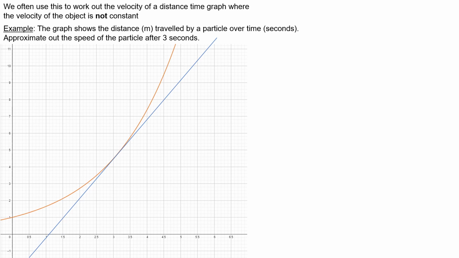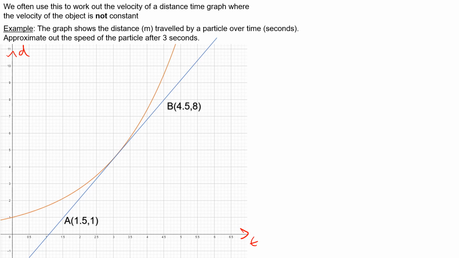We often use this to work out the velocity of a distance time graph where the velocity is changing in time. For example, the graph shows the distance travelled by a particle over time. Approximate the speed of the particle after 3 seconds. To do this, I'm going to draw a tangent to the graph when the time is 3 seconds, because this is distance against time. And once I've done that, I'm going to pick any 2 points that lie on the line. So, for example, I could pick 1.5, 1 and 4.5, 8.